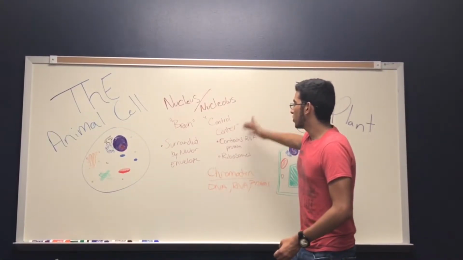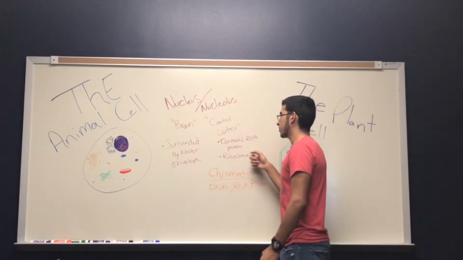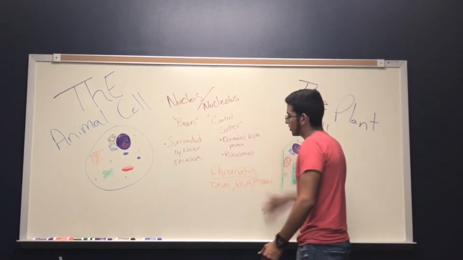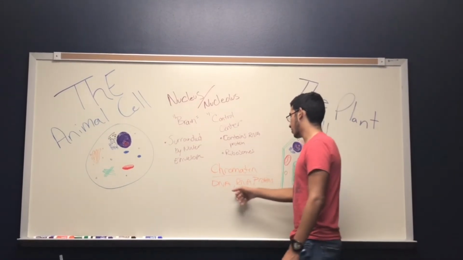Within the nucleus is the nucleolus, which is the control center. It basically contains RNA and proteins, and it is involved in the process of producing ribosomes. Also found within the nucleus is chromatin. Chromatin is basically essential for our cell replication because it houses our DNA, RNA, and some protein.